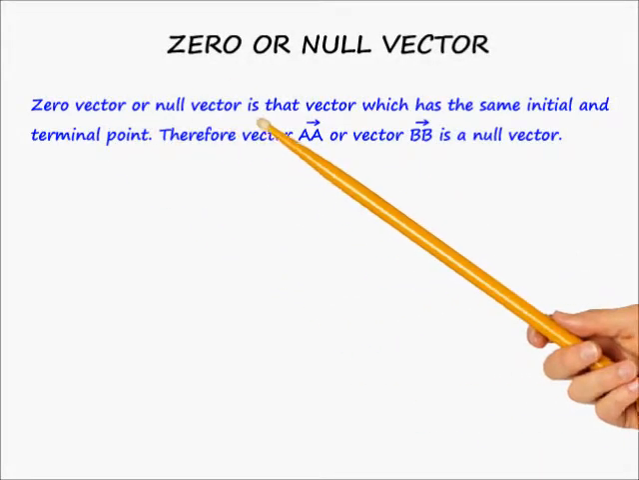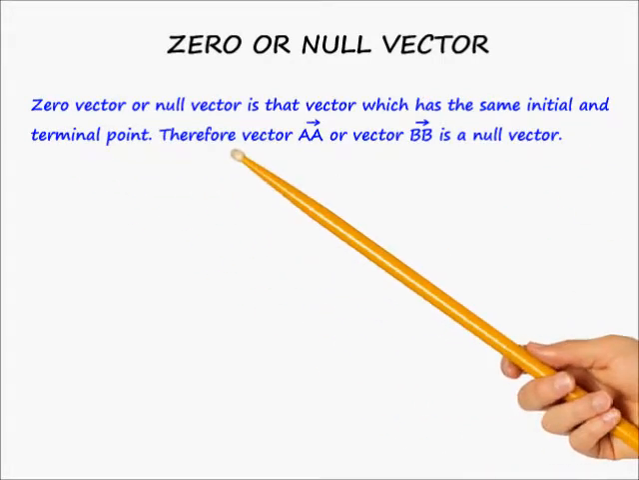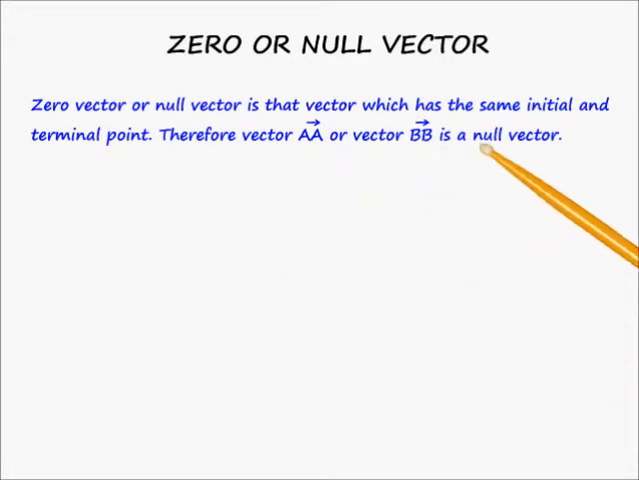Zero vector or null vector. A zero vector or null vector is that vector which has the same initial and terminal point. Therefore, vector AA or vector BB is a null vector.